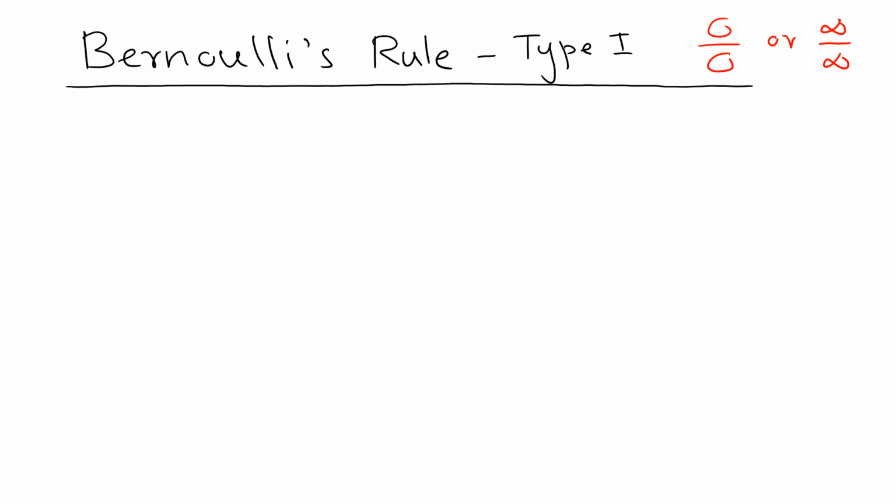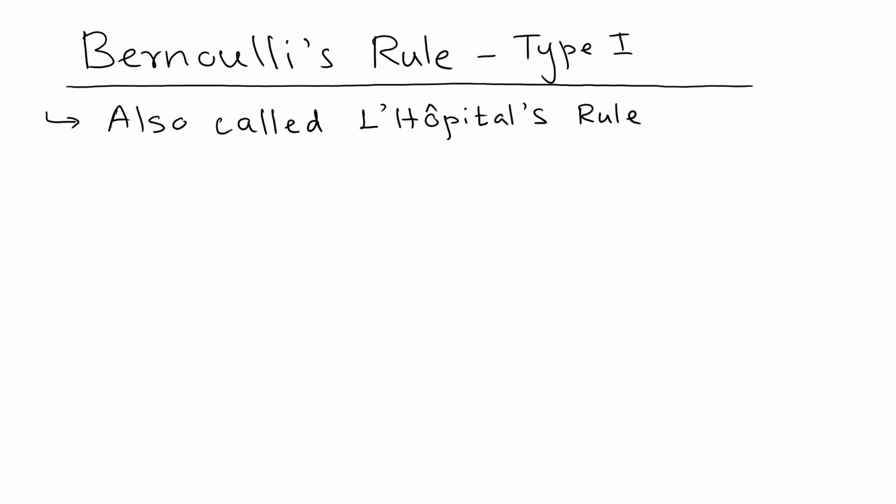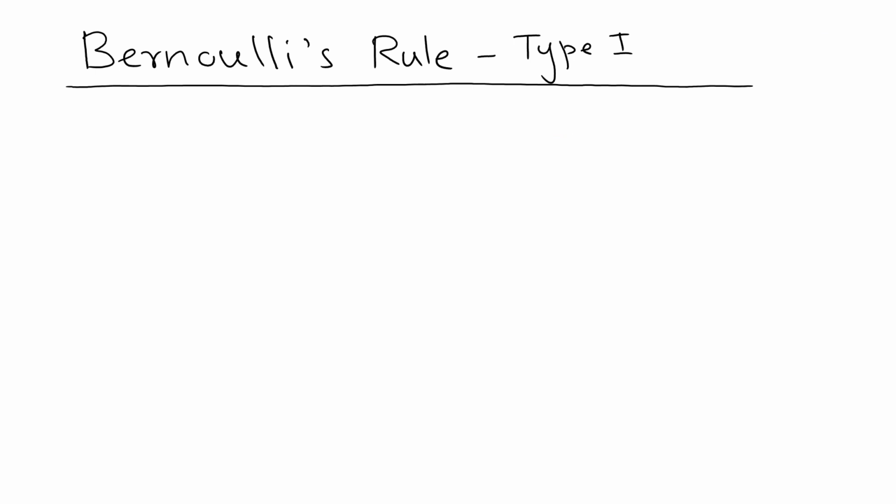Sometimes the Bernoulli rule is also called L'Hopital's rule, which is a historical mistake, as this result was introduced by Bernoulli in 1694 and then published in L'Hopital's book in 1696. So let's try to learn what we mean by the Bernoulli rule. Let's state this as a theorem: the Bernoulli rule.